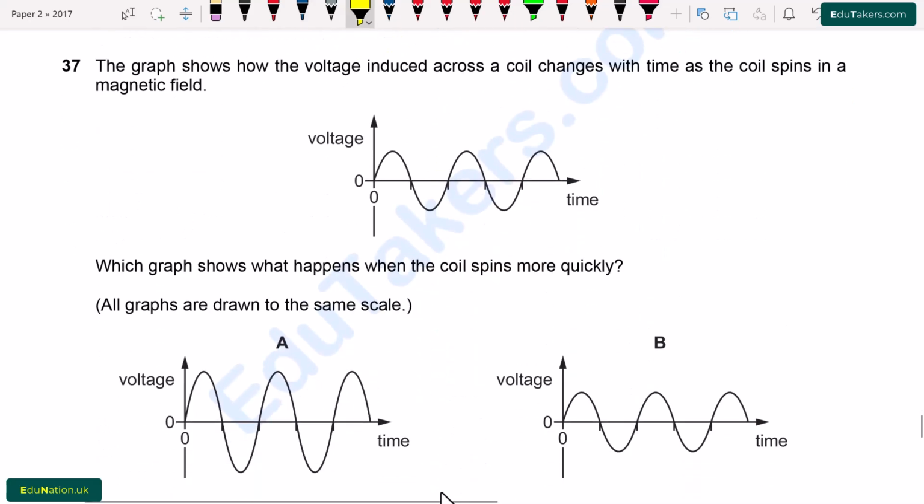Question number 37. The graph shows how the voltage induced across a coil changes with time as the coil spins in the magnetic field. Which graph shows what happens when the coil spins more quickly? All the graphs are drawn to the same scale. So here the coil spins more quickly. What happens to the voltage? When the coil of wire rotates in the magnetic field, it produces a current which changes direction after each 180 degree rotation.